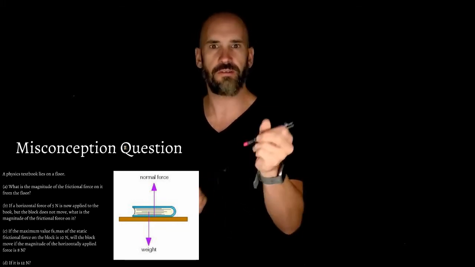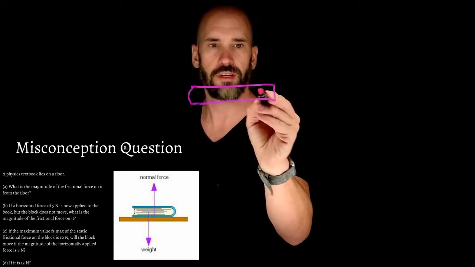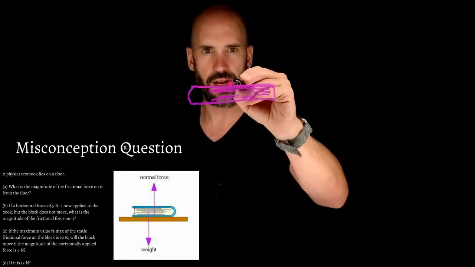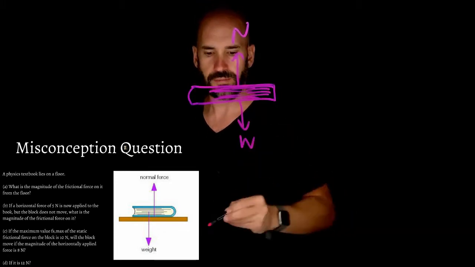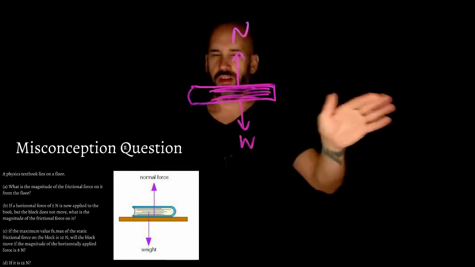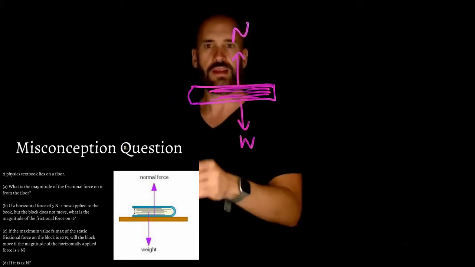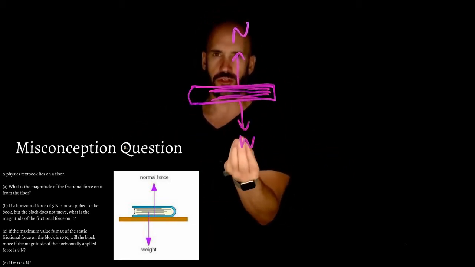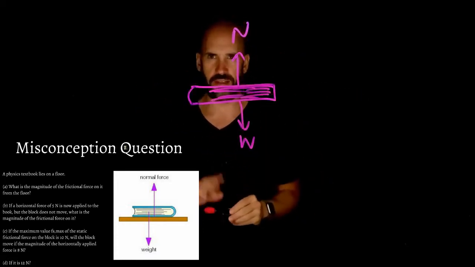Okay, so it's just sitting there at first. We have this little textbook, right, and I have a normal force going up and a weight going down. Now, no horizontal forces are applied to it. What would be the frictional force? 0, right? The frictional force only exists if it has to resist some motion. There's no motion that it needs to resist here.